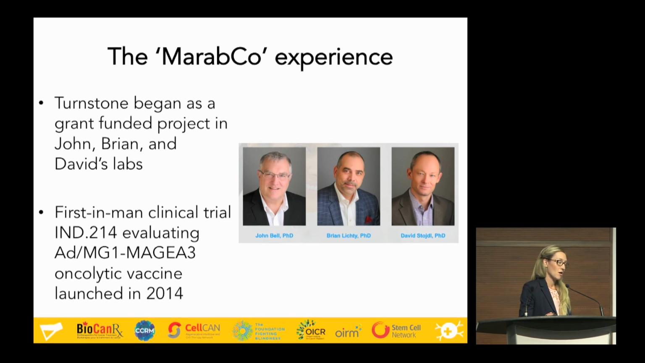So this concept of oncolytic vaccines was their collective intellectual property, and they had significant grant funding from OICR, multi-million-dollar grants, and the purpose of those grants was to launch a clinical trial. The grants supported all preclinical development and the phase 1 clinical trial. So a first-in-man clinical trial, referred to as IND 214, was launched in Canada back in 2014, and that was predating any company. So again, we did this just with grant money and trial and error, a lot of sweat equity.